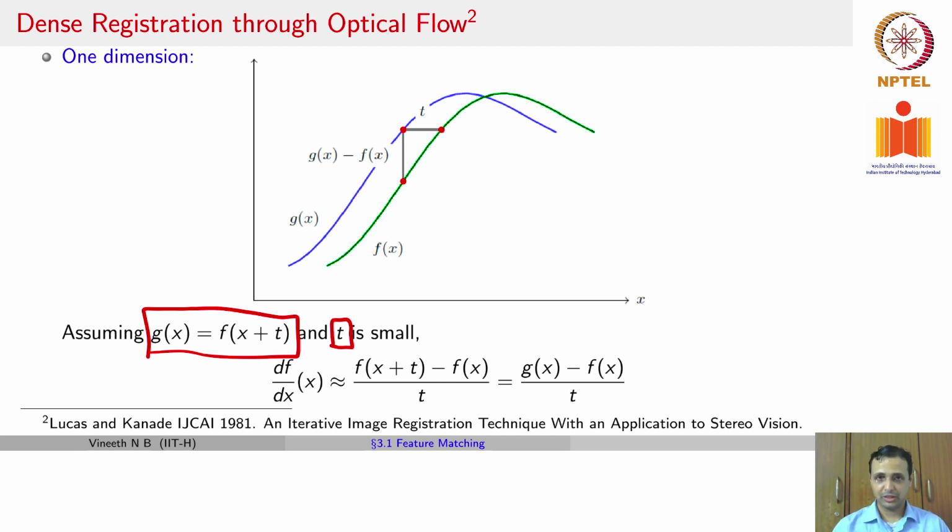By the first principles definition of the derivative, df by dx is given by the limit as t tends to 0 of f of x plus t minus f of x, divided by t, which would be the formal definition. But we know now that f of x plus t is g of x. So which means we can write df by dx as g of x minus f of x, divided by t. Where do we go from here?